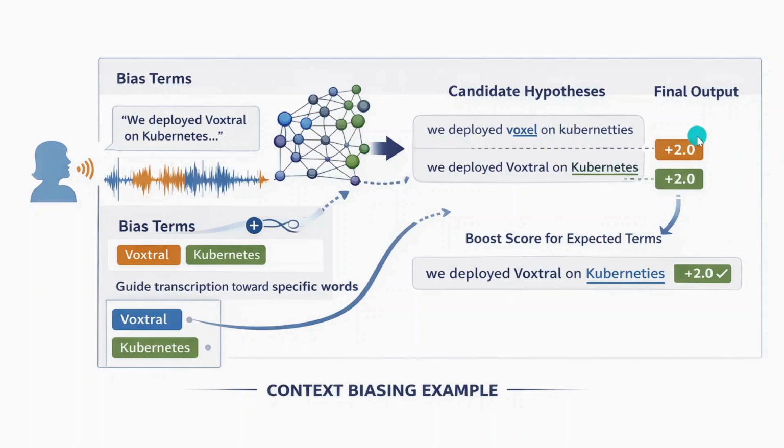So, if you see here, since we have already mentioned the bias terms like Voxtral and Kubernetes, the model will guess the second option, the second candidate hypothesis, and it will boost its score. So the correct transcription will be "we deployed Voxtral on Kubernetes." Context biasing works by nudging the decoder towards expected vocabulary, and it improves recognition of names, brands, and technical terminology without having to retrain the speech model.